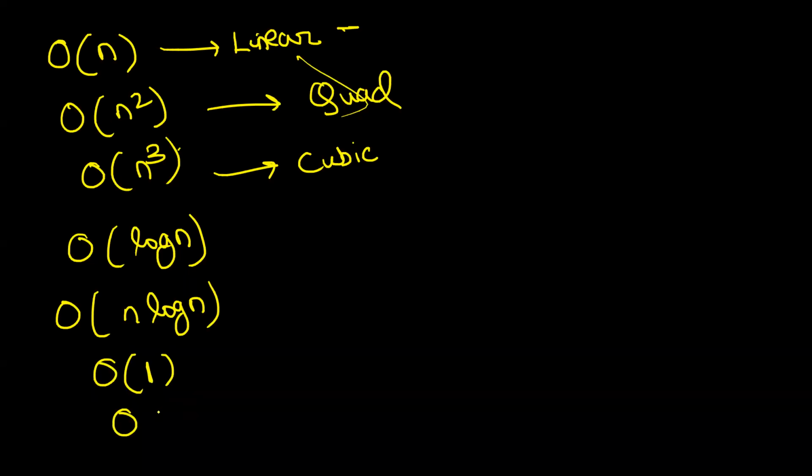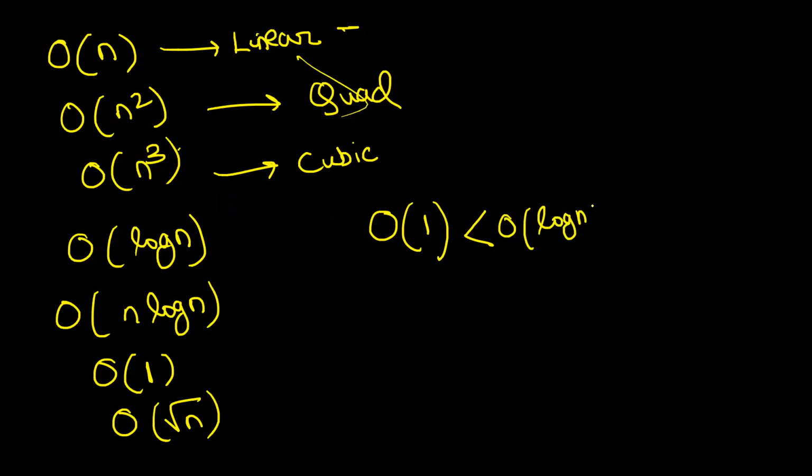We also saw root n, right? Big O of root n. Now, can you help me in arranging all these things? So first of all, big O of 1 is the fastest. After this, what should I put from this list? Can I put log n? Log n? Yes. Now, after log n, what do I put?